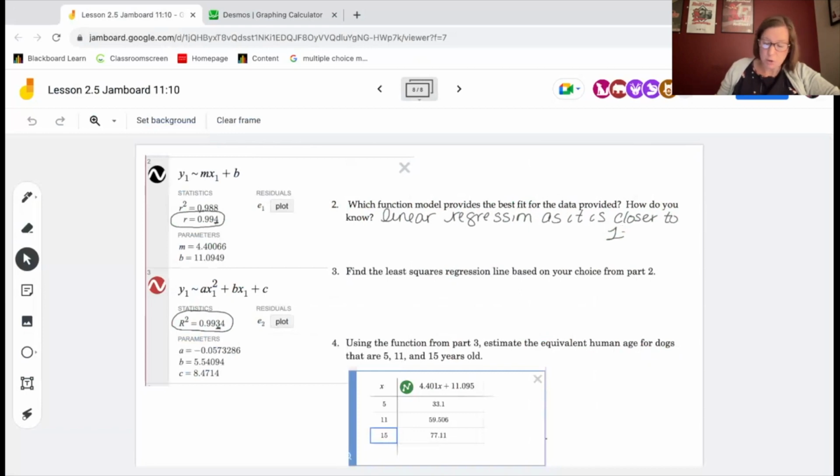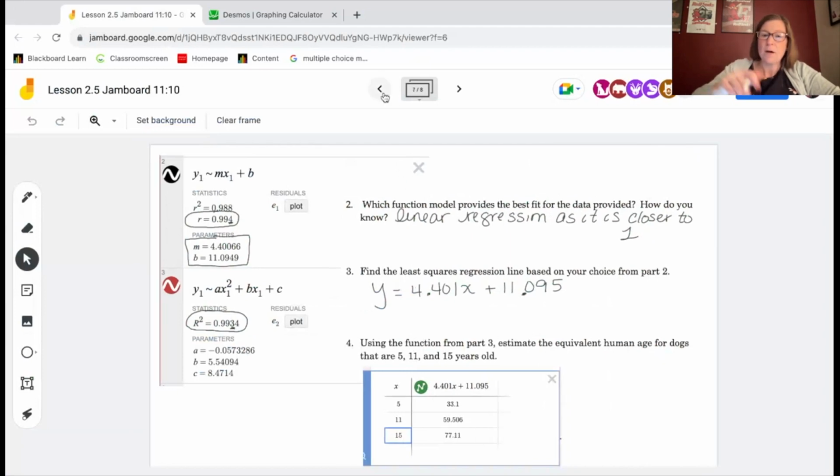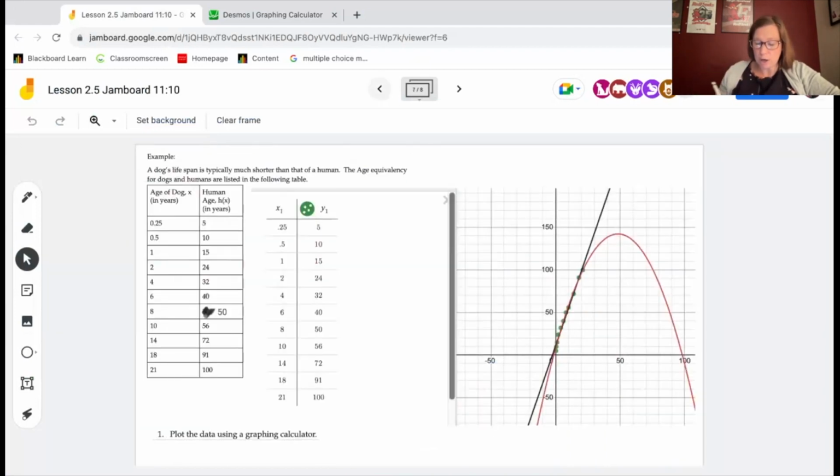So what is our equation then? Again, we look at our parameters. They already give us those parameters for our linear line. y equals our m value, 4.401 when rounded, plus b, 11.095. Using the function from part 3, estimate the equivalent human age for dogs that are 5, 11, and 15. So when we look back here at our previous slide, dogs were our x values and humans were the y values. So dogs were x, human is y.